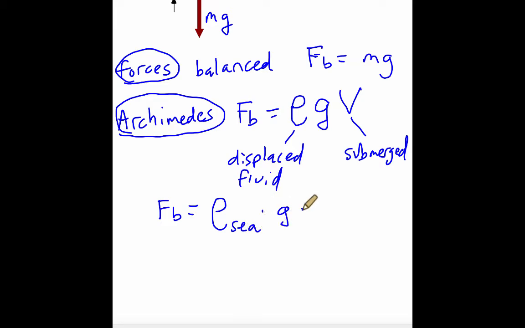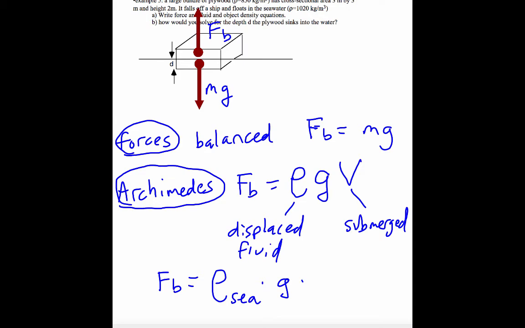Now, how much is submerged? Well, we're given some dimensions. We know this bundle of plywood is 3 by 3 by 2 meters, but not all of it is submerged. Only the distance d is submerged, so it's less than 2. So the submerged volume will be the base area, 3 times 3, times that submerged depth, d. So whatever d is, the buoyant force will be 3 times 3, which is 9, 9d times g times the density of seawater.